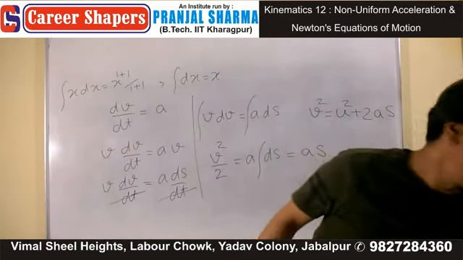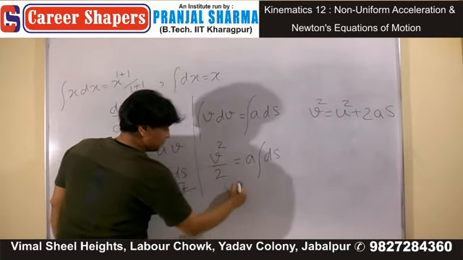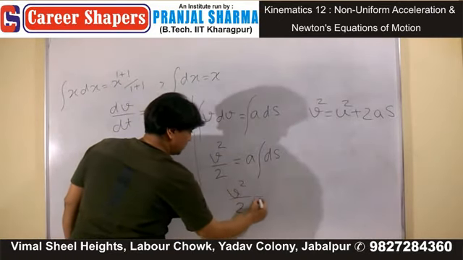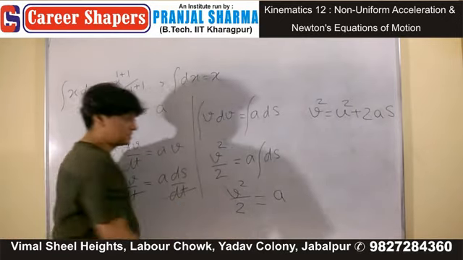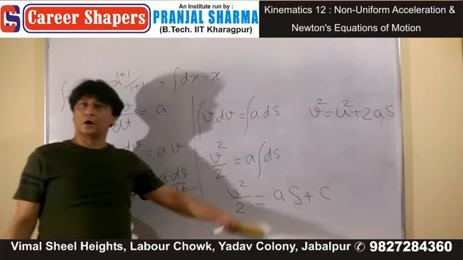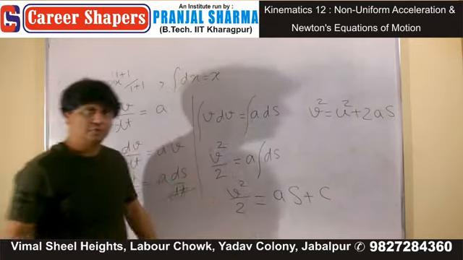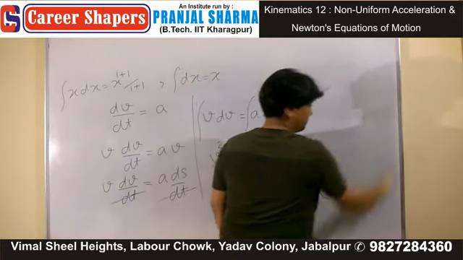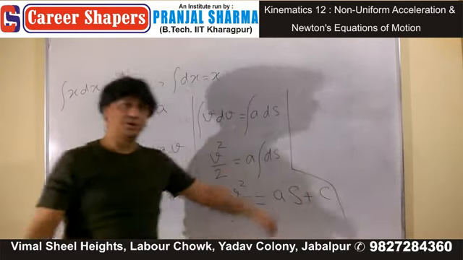Let's use a second line for this whole thing. So after this, V square divided by 2 equals a. What is integration of ds? S plus what? Constant of integration c. Then how do you find the constant of integration?